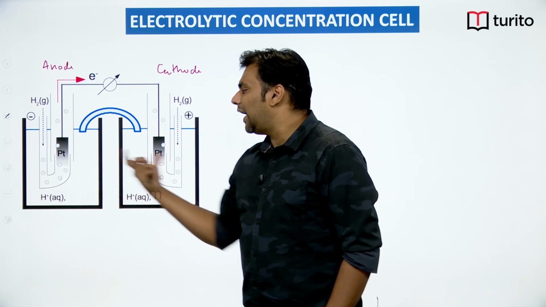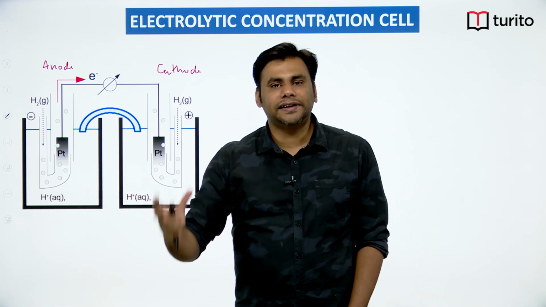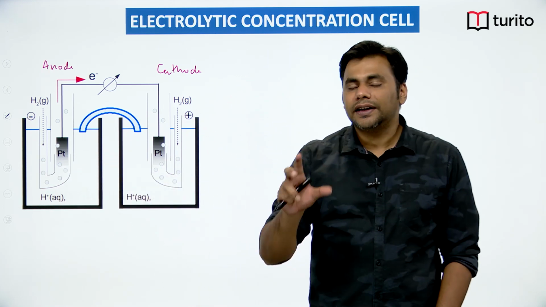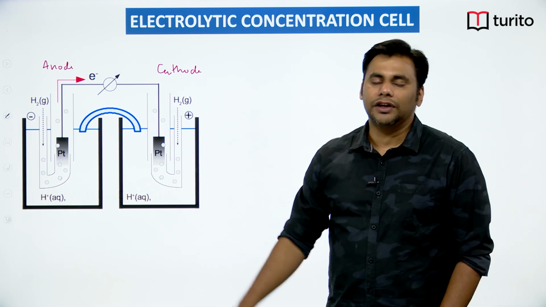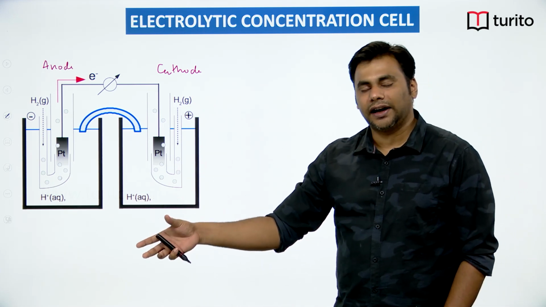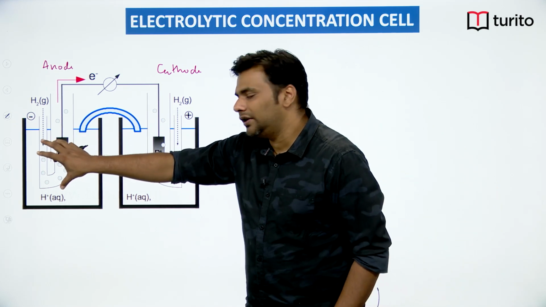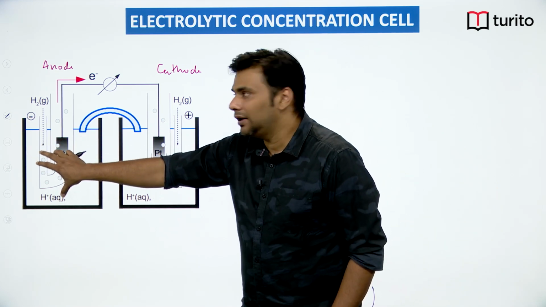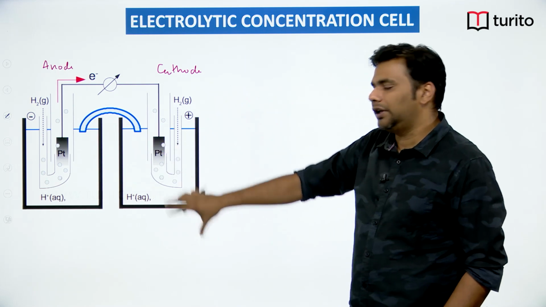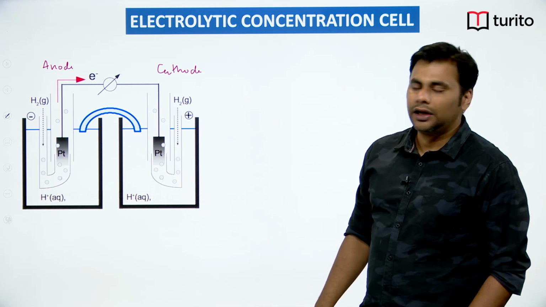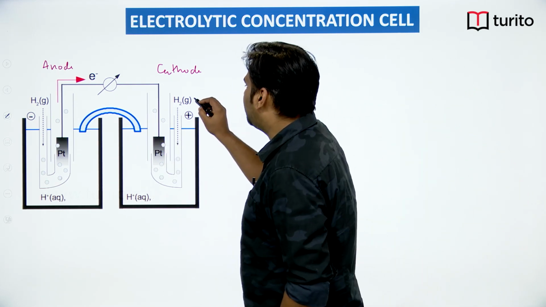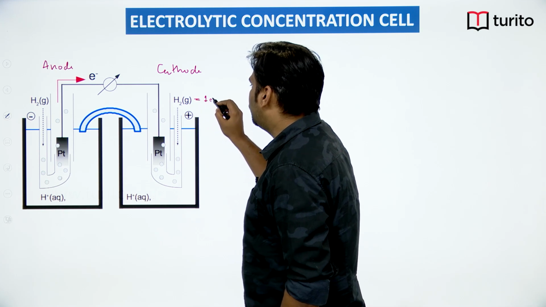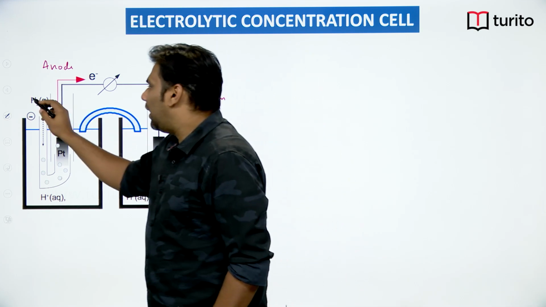Both the half cells, you can clearly see, are of the same nature, exactly the same. There is a hydrogen electrode at the anode and a hydrogen electrode at the cathode. Let us say that the partial pressure of hydrogen gas in both the half cells is 1 atm.